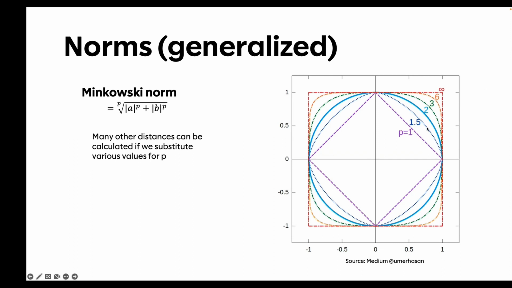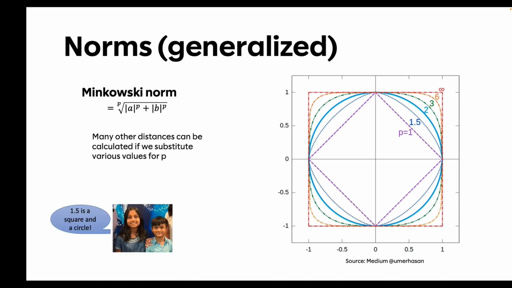So my daughter was looking at this and she's like, oh, that 1.5 is kind of like a mix between a circle and a square. And my son said, is that a squircle? I don't know if that's a technical term, but we'll go with it.